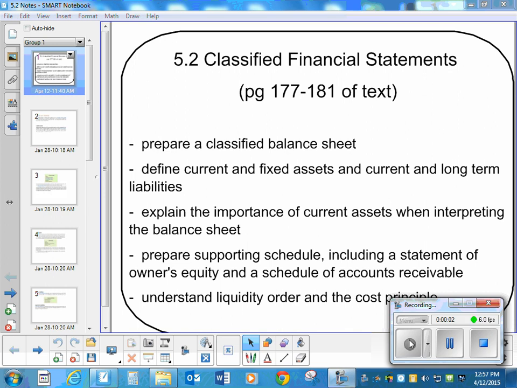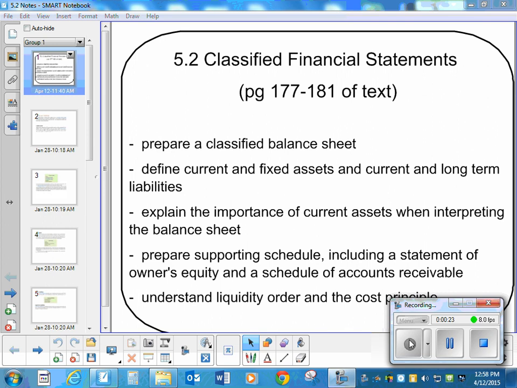We're getting very close to the end of this course. We're talking about classified financial statements, page 177 to 181 of your textbook. So today we're going to talk about preparing classified balance sheets, talking about current and fixed assets, as well as current and long-term liabilities. We're going to talk about assets and how we put them on the balance sheet.